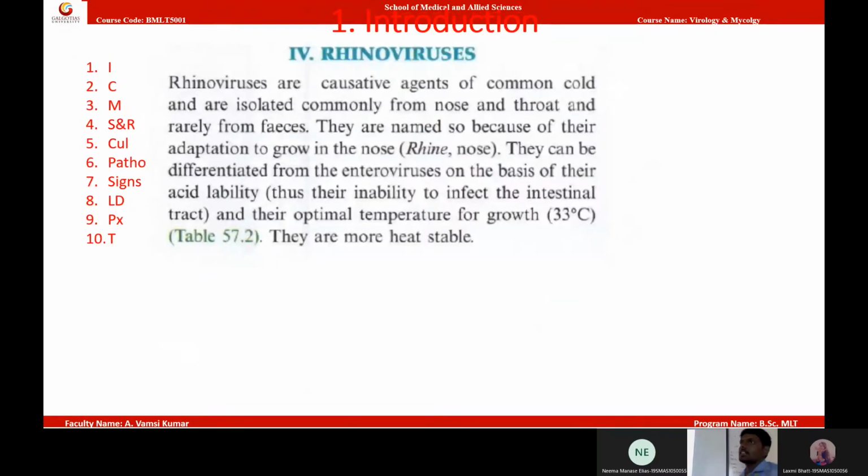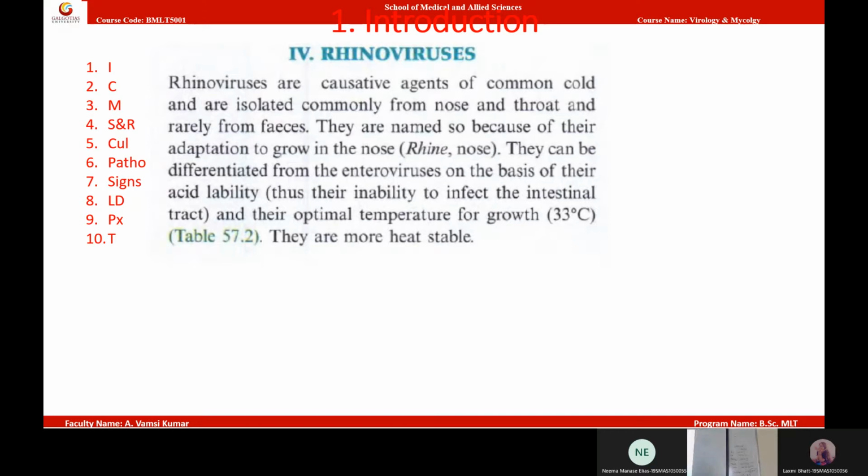So rhinoviruses. Listen to me very carefully. These viruses will cause common cold. You know, right? You will say silly excuses, sir, I got cold yesterday, that is why I was absent. Right? So that cold will occur because of this rhinovirus. Rhinoviruses will cause common cold in people. Most of the common cold occurs because of rhinovirus.